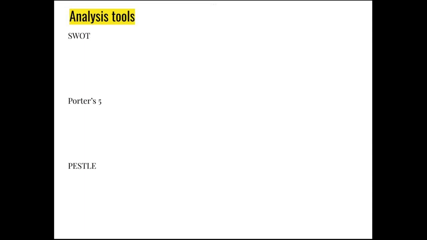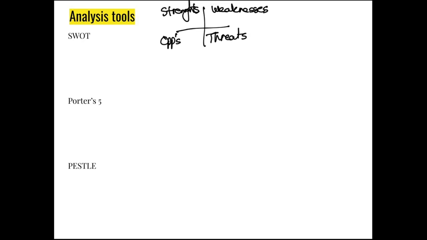We move on and we then look at the different tools. Now the different tools is, remember, what you use to do the environmental scanning. Now the environmental scanning, the SWOT analysis, hopefully by now you know. So the SWOT analysis, you always do strengths, weaknesses, opportunities, and threats. So those are always how you do it.